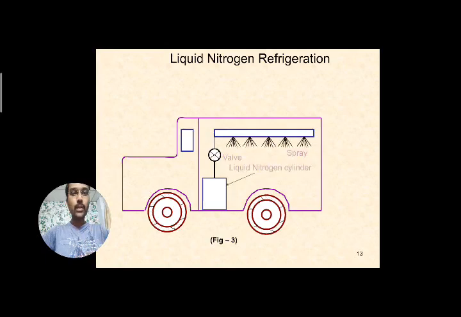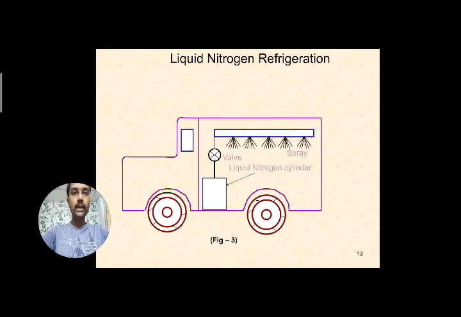If you observe the components here, inside the container you can see there is a liquid nitrogen cylinder, and along with that connection you can see a control valve placed here. The liquid coming from the liquid nitrogen cylinder is controlled with the help of this control valve, and that liquid will enter through the spray header.